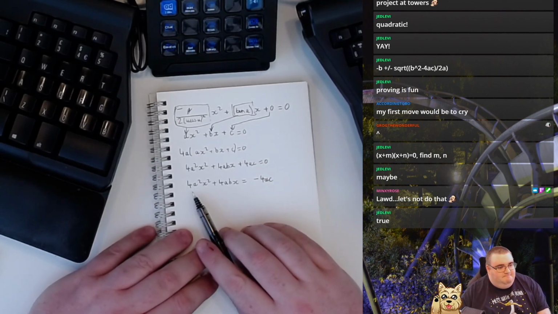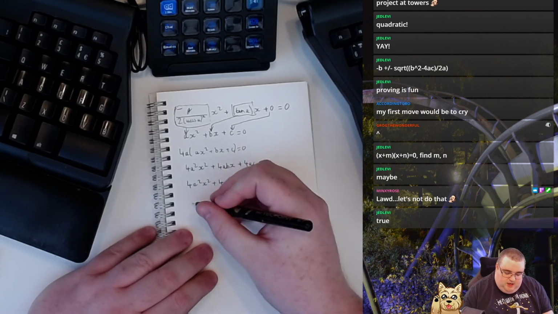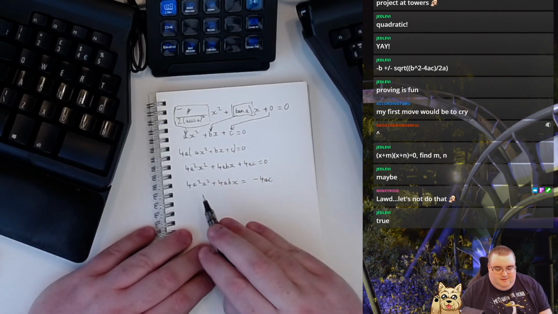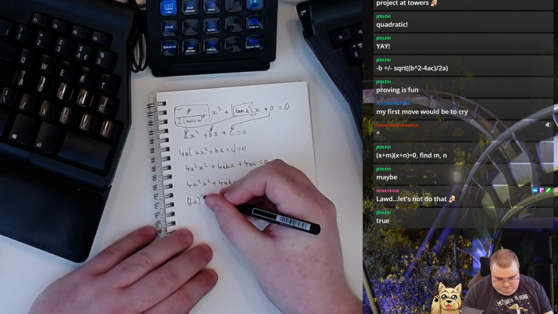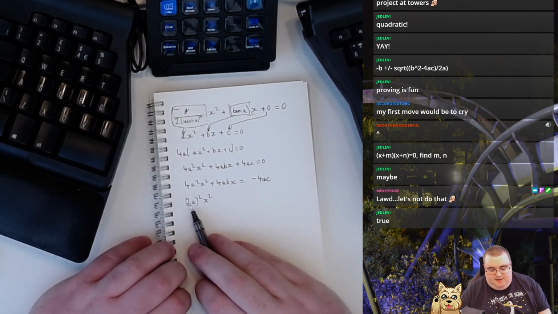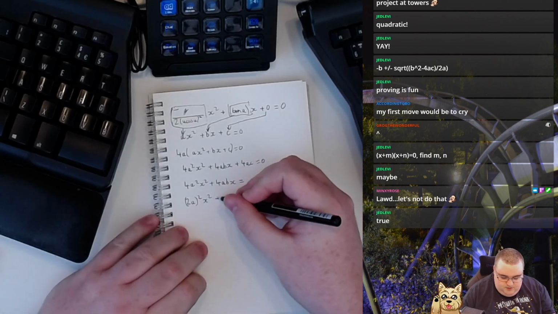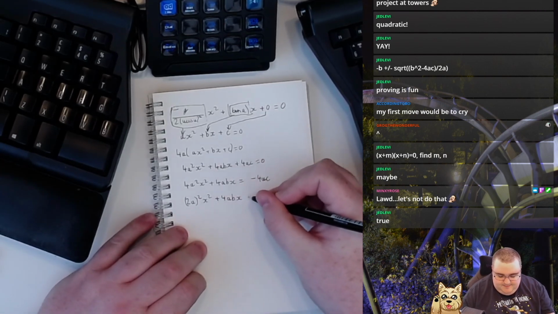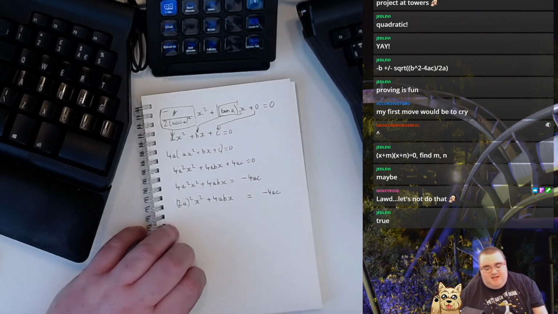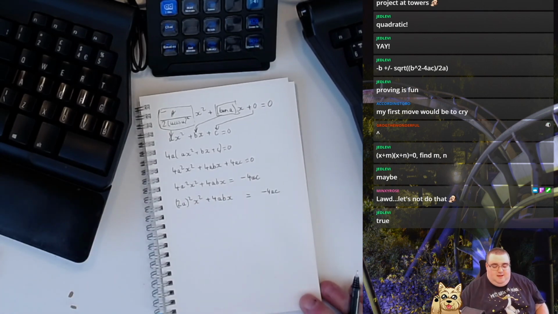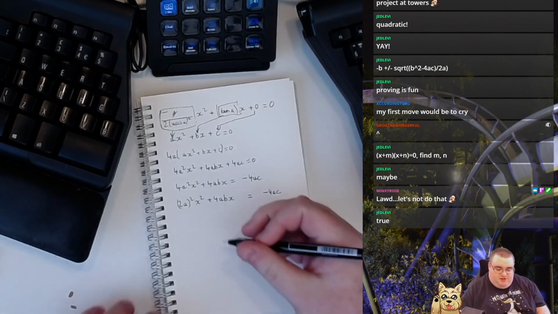Well, 4 is 2 squared. Most people know that 2 squared's 4. I know that 4 is 2 squared. So we can do 2 squared times a squared times x squared. Well, that is 2a all squared, isn't it? Because 2 times 2 times a, there's your a squared and there's your 4. Plus 4abx equals minus 4ac. I've left a gap there on purpose, because that looks awfully close to a perfect square to me. Let's see if there's something we can do to turn that into a perfect square.